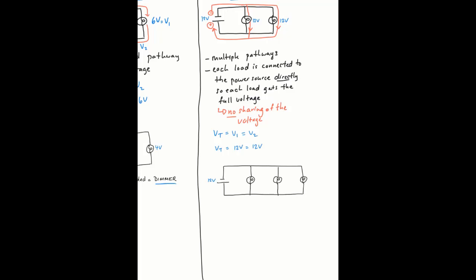Let's say that somewhere along this pathway here, I added a light bulb. Well, in that case, I would have some shared pathway. So this guy would still have its own path, that's 12 volts. This one would have its own path, 12 volts. But in the last pathway, there's two light bulbs sharing the voltage, so they would be 6 each.